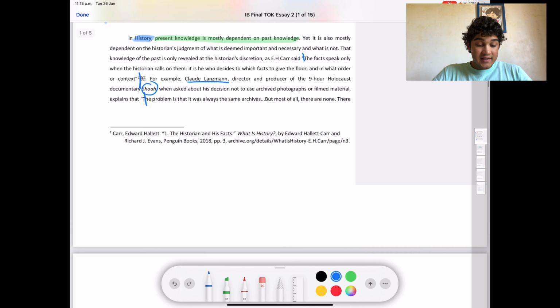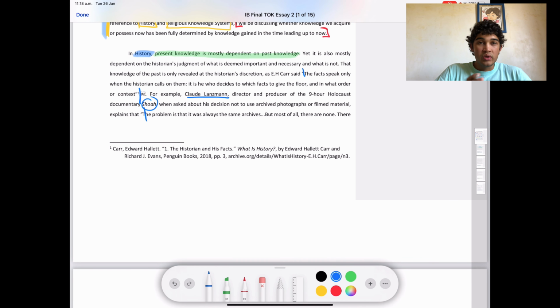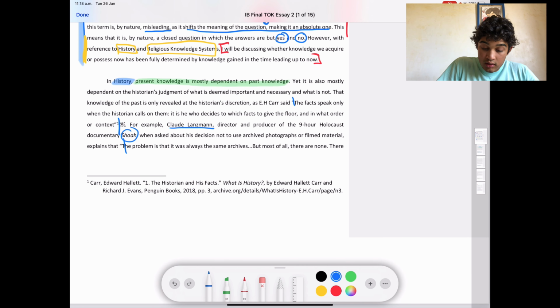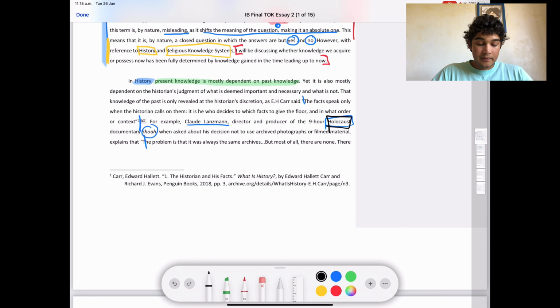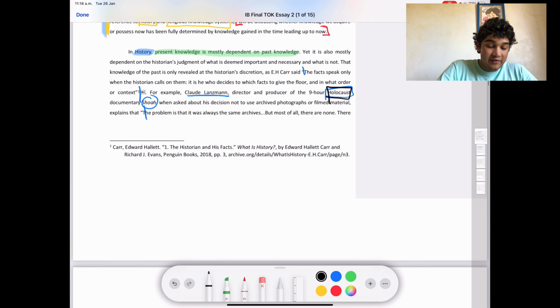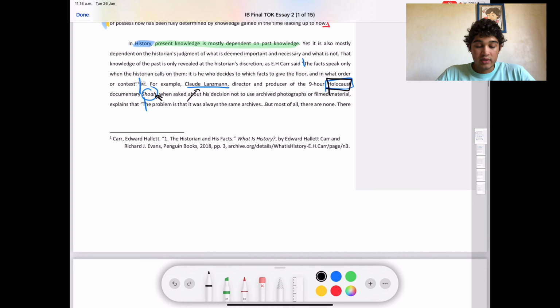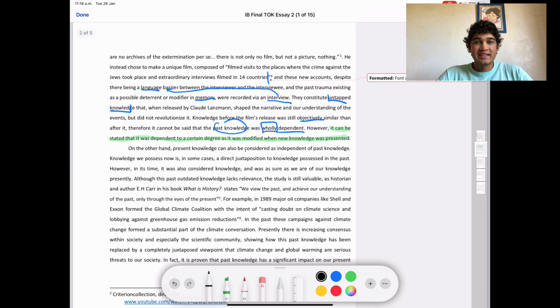And this example is unique in the sense that it's not widely used. Sure, I used the Holocaust, but at the same time, I'm not talking about Hitler, or for example Galileo Galilei or anything really general that a lot of people might use. I'm talking about this specific 9-hour documentary called Shoah by this specific director, and I guarantee that not a lot of people either know about it or have used it in their extended essay. So it's a general example, but it's also kind of unique to me in a sense.